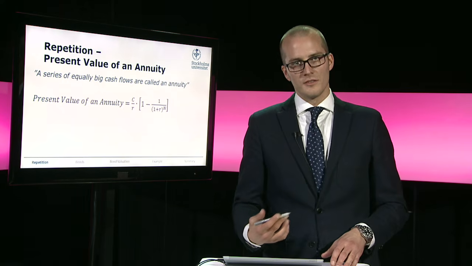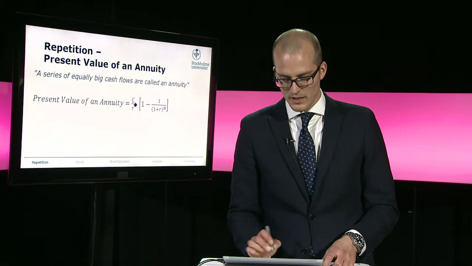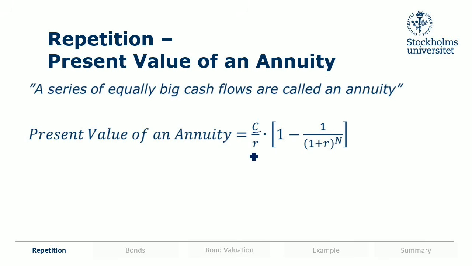And the present value of such an annuity is the cash flow divided by the interest rate times the factor here, which is 1 minus 1 divided by 1 plus the interest rate raised to the power of n, where n is the amount of cash flows. And here is the notation as you will see in the formula sheet.